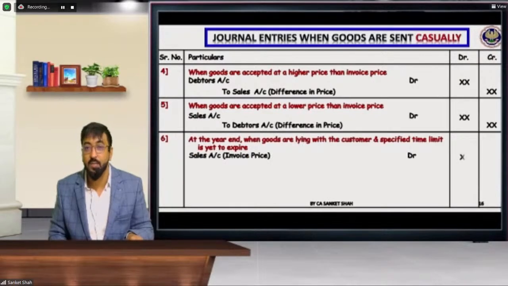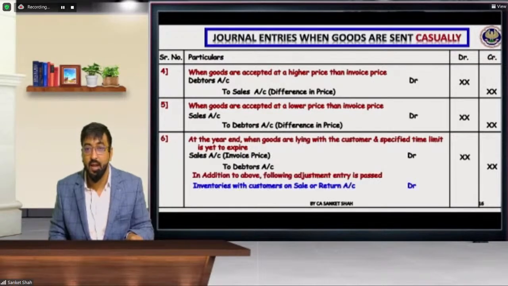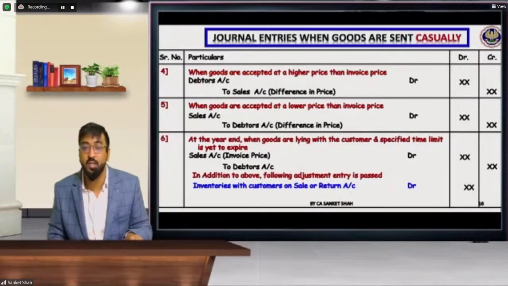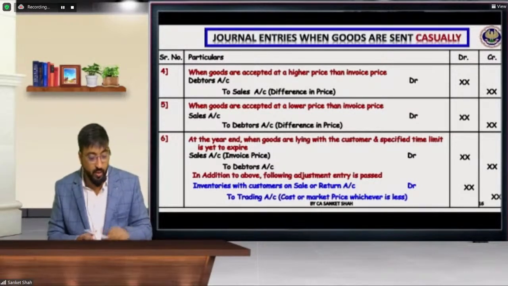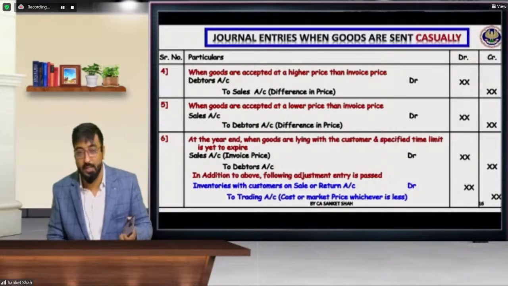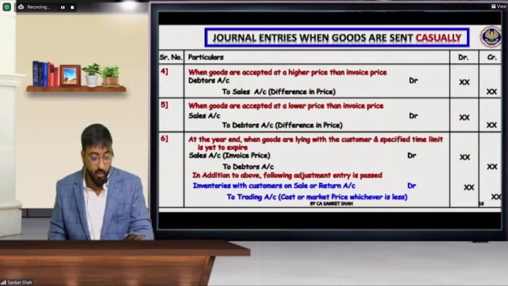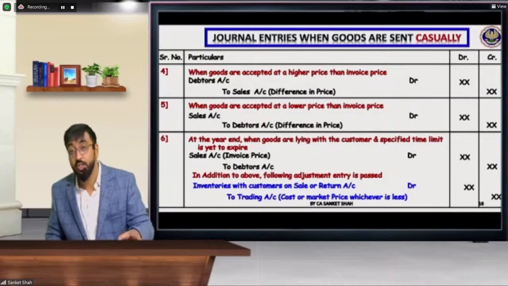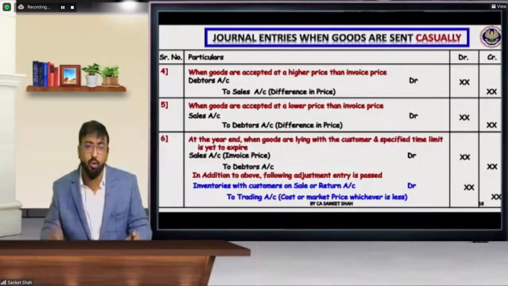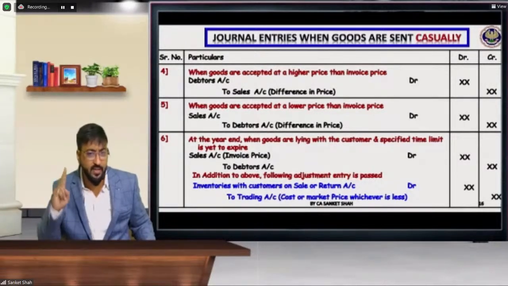And 31st March को sales to debtors and inventory is lying with customer on sales or return account to trading account. खत्म हुआ. At cost or market value, whichever is lower. S2 का principle, prudence concept, conservatism concept talks about this. Yes, easy है. Now it's your duty beta to solve all these questions. चलो take a break. ब्रेक के बाद तुरंत मिलते हैं with two next approaches.